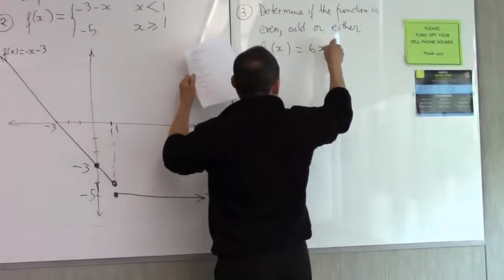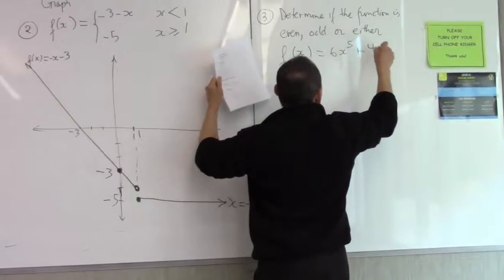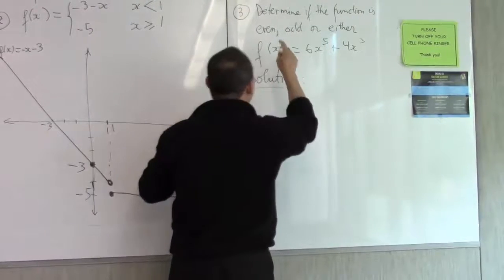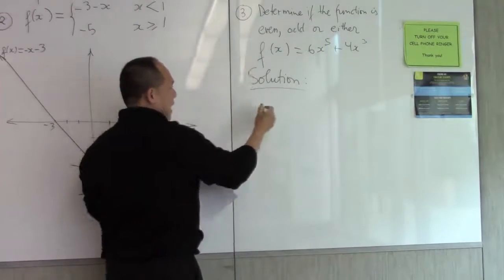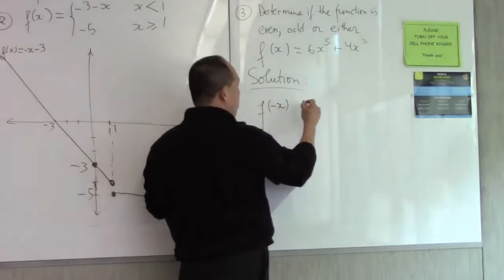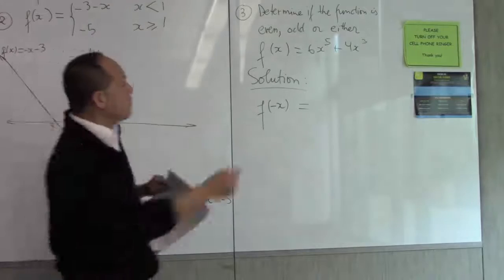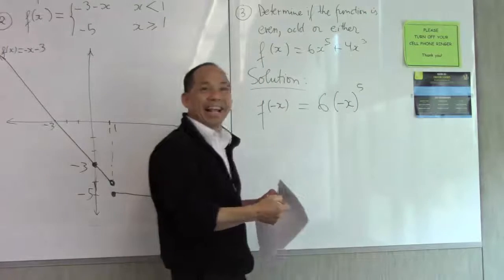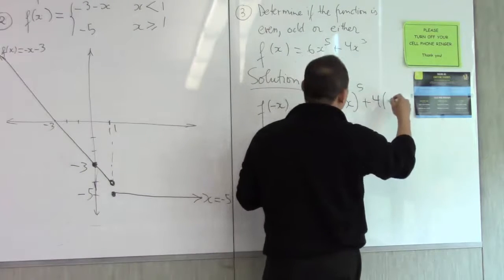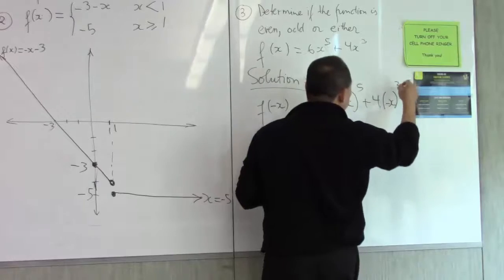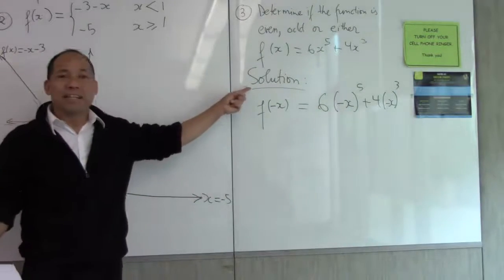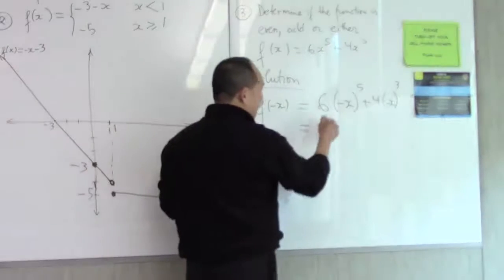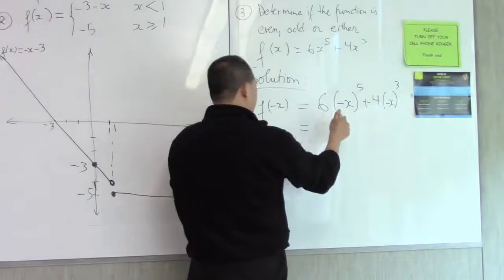Now, when they give you the function f(x) equals 6x to the 5th plus 4x cubed. Solution: I change the sign of x. What is f of negative x? f of negative x is 6 times negative x to the 5th plus 4 times negative x cubed. This means that I change the sign of x. If I change the sign of x, what do we have?